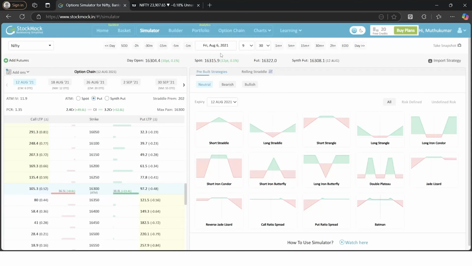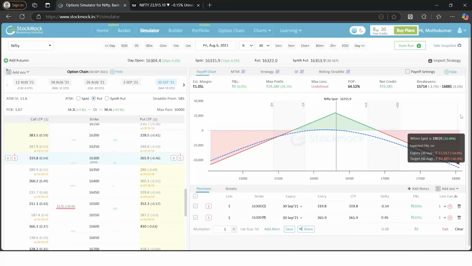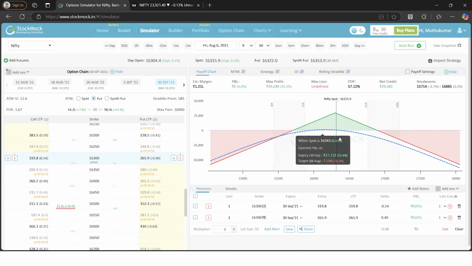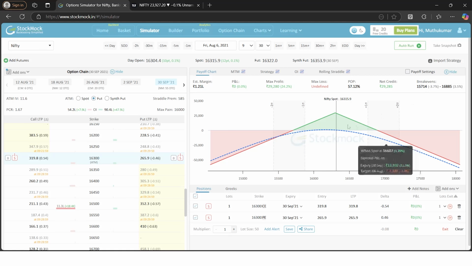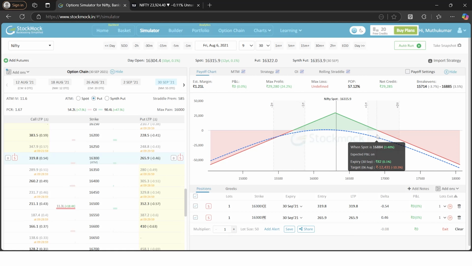Okay, I have taken here 6th of August 2021. I will select the 30th September expiry and sell the straddle. I have collected about 585 points premium. So the upside break even is 16,885, and on the downside 15,714. Now I will start my adjustment if the market goes up to 16,785 or goes down to 15,814. From the break even we will subtract 100 points on the upside and add 100 points on the downside.